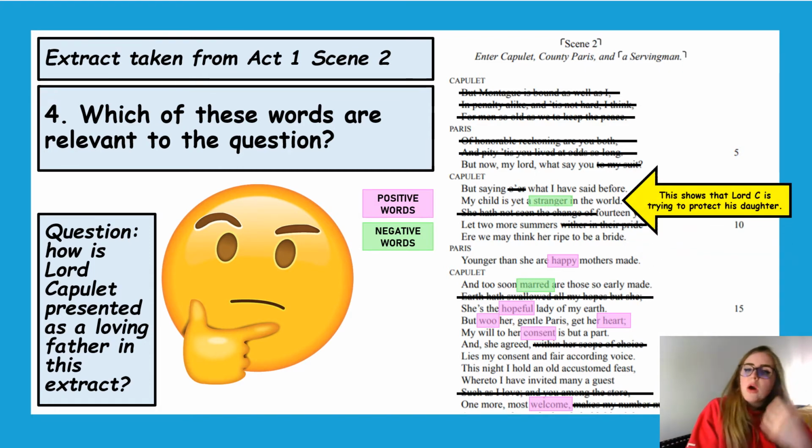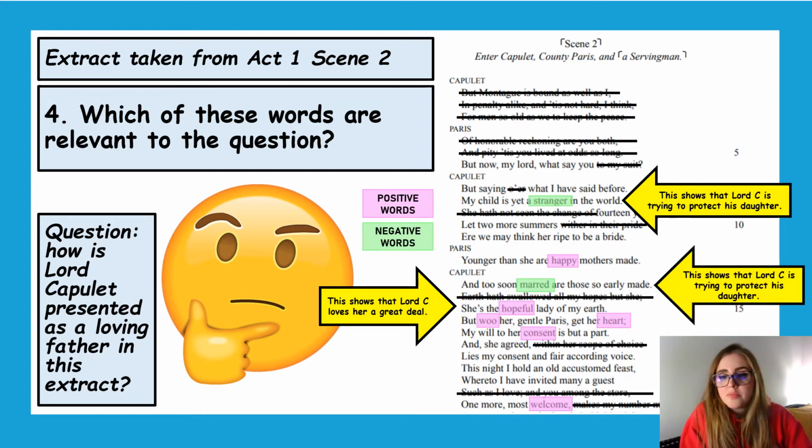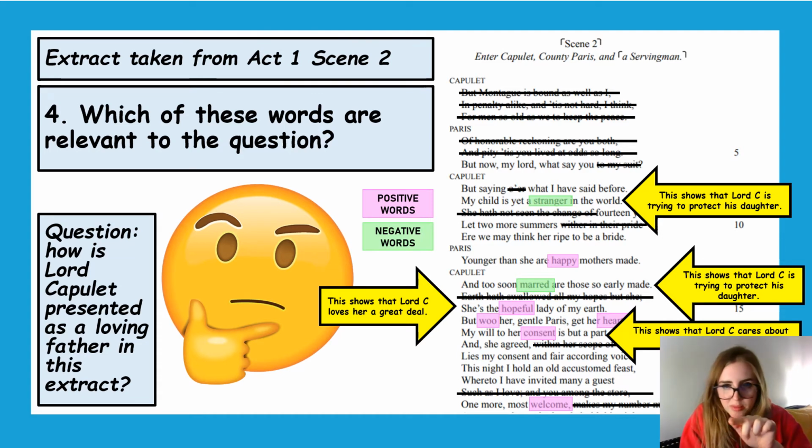So now let's have a think about what these words are showing. Okay, so "stranger world", this shows that Lord Capulet is just trying to protect his daughter. You could really easily look at the connotations of "stranger" there, thinking about Juliet's vulnerability. There's a lot to look at with "stranger". This shows that Lord Capulet loves her a great deal, looking at "hopeful lady of my earth". In terms of the "marred" quote, this shows that Lord Capulet is trying to protect his daughter. And then this quote, I think it's just cut off a little bit by the video. This shows that Lord Capulet cares about his daughter because he's allowing her to give permission, to give consent, and that is the quote that I'm going to look at, because I think there's quite a lot there contextually that I can start.